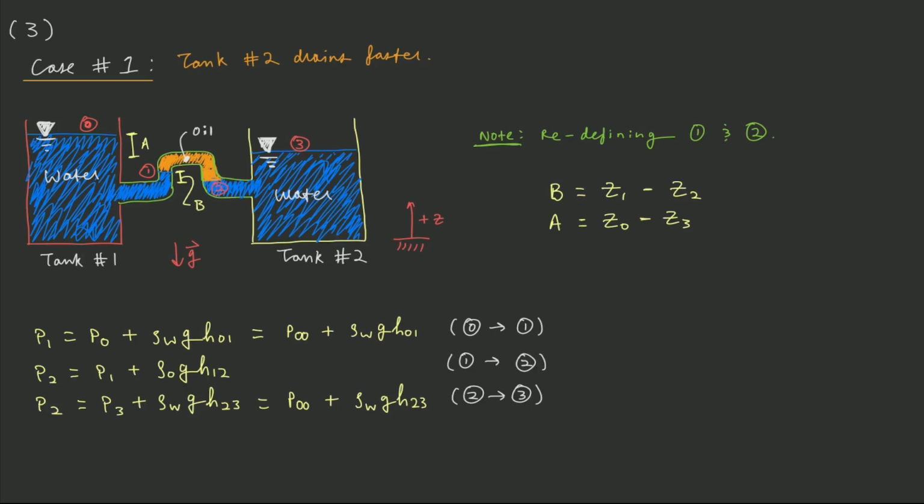Now, let's define A and B more specifically. If we define z equals 0 right here at this ground level, then let's define B as z1 minus z2, and A as z0 minus z3. So the z1 and z2 is z1 and z2, the z0 and z3 is z0 and z3. Now, what we can do is write the hydrostatic pressure equation between all these key points again. So between point 0 and point 1, point 1 and point 2, and point 2 and point 3. Point 0 and point 1 are right here, point 1 and point 2 are right here, and point 2 and point 3 are right here.